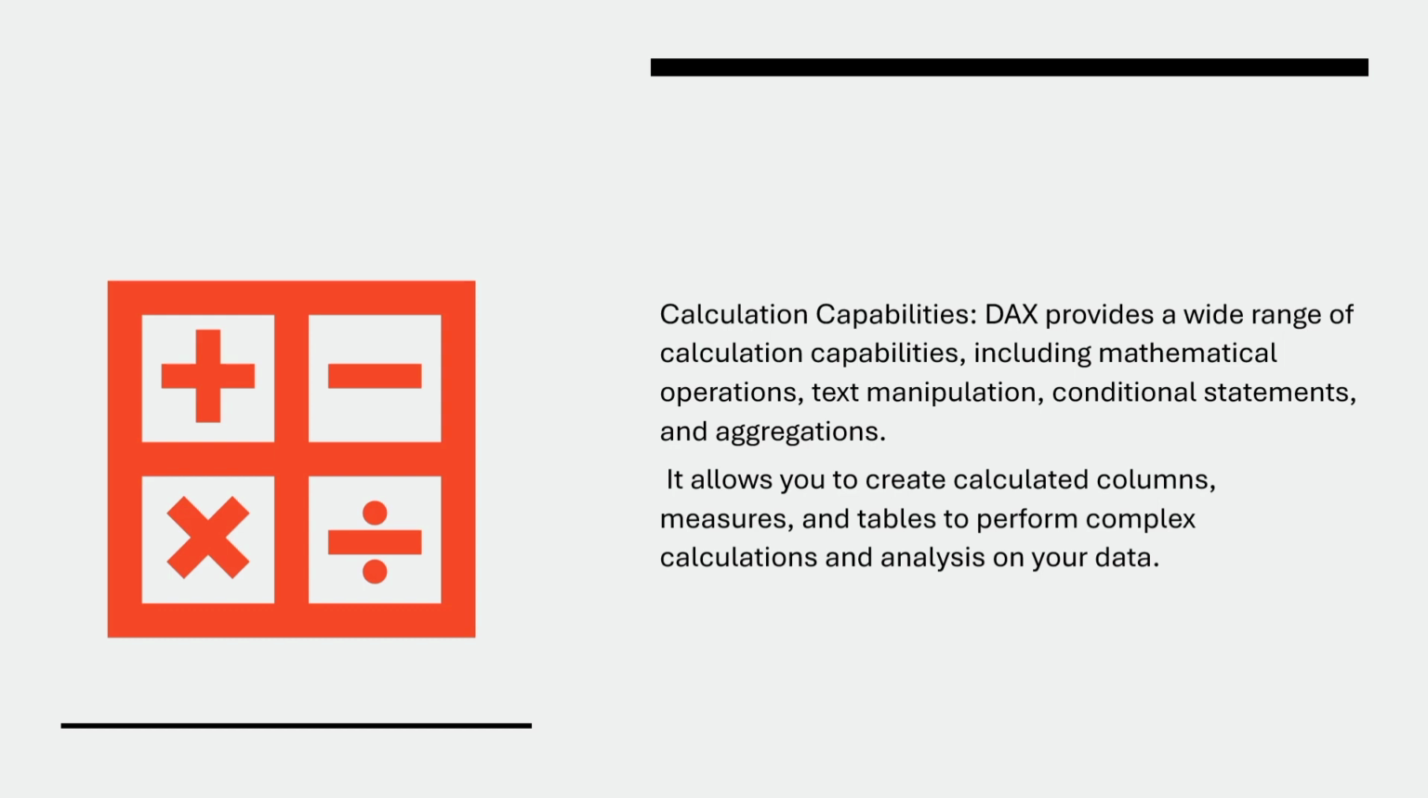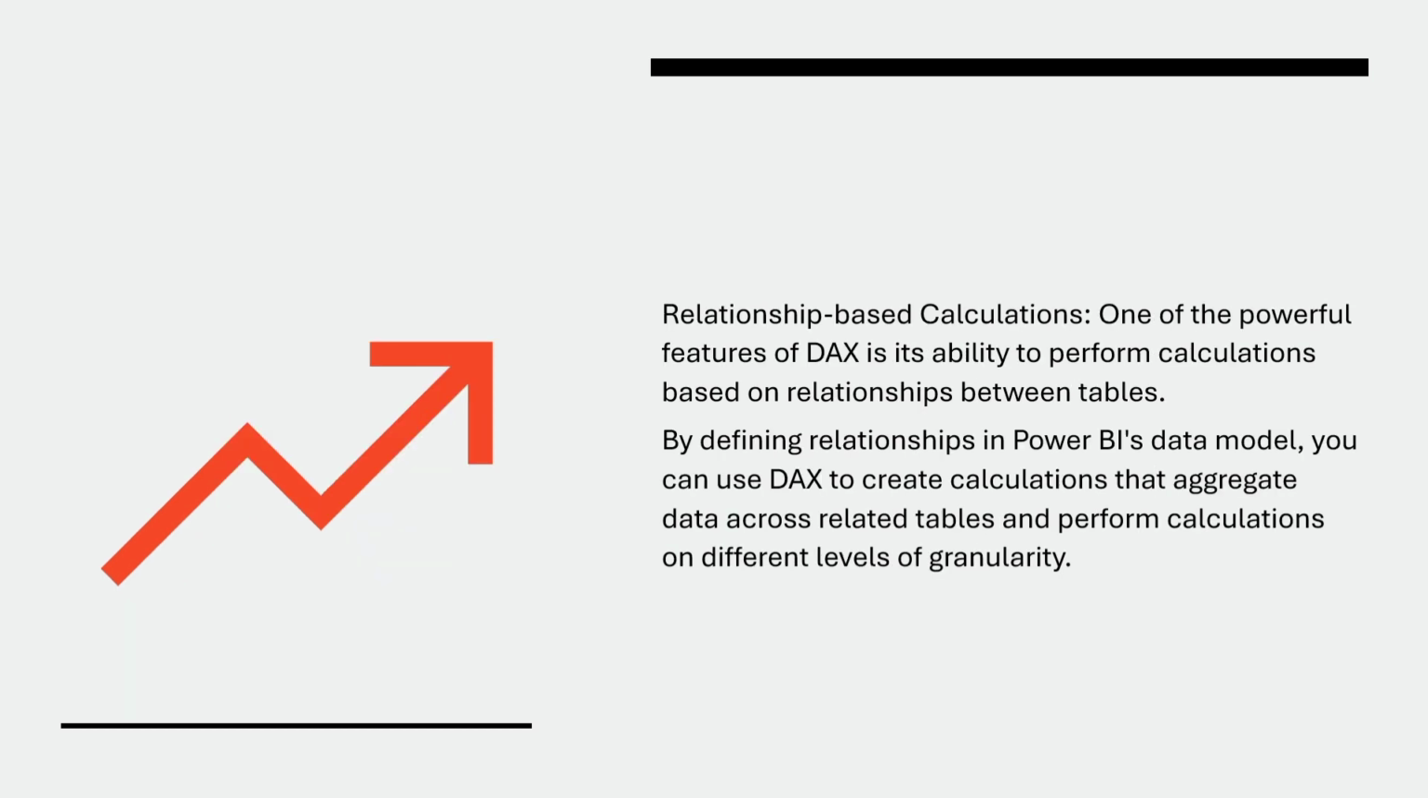So the number three thing is relationship-based calculation. One of the powerful features of DAX is its ability to perform calculations based on relationships. You can actually relate your X to your Y, and relate your point of sales to your point of delivery or point of revenue. So whichever one that is good. By defining relationships in Power BI data models, you can use that to create calculations and aggregate data across related tables.